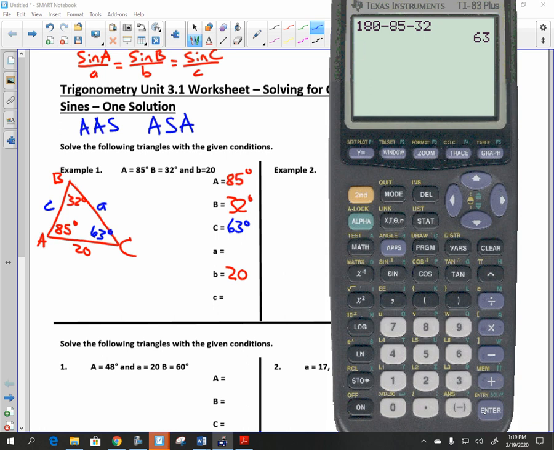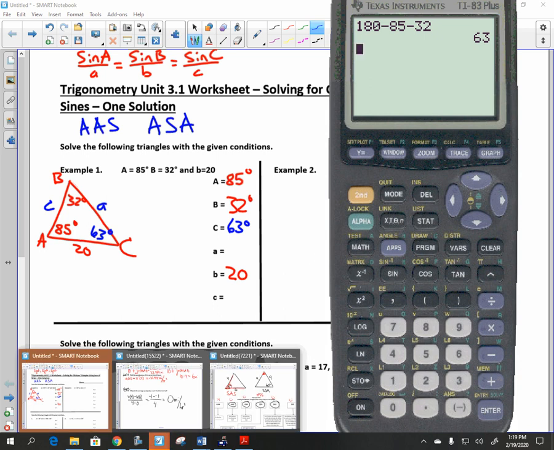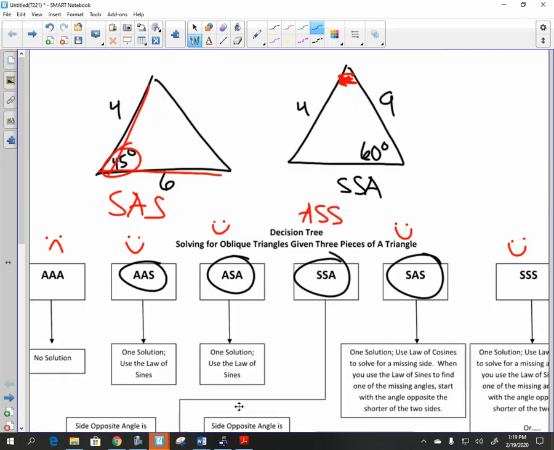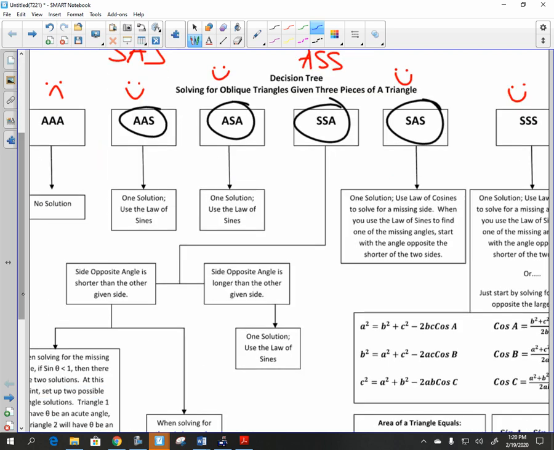And if you look at the decision tree that I gave to you, you want to be able to look at this because this is what you get on the test. I take a lot of input from students over the years. They feel that this is one of the most helpful pieces of notes that they ever received from math. So let's just look at it. Angle, angle, side. It says that there's just one solution, use the law of sines. That's one of the best things that I can see.